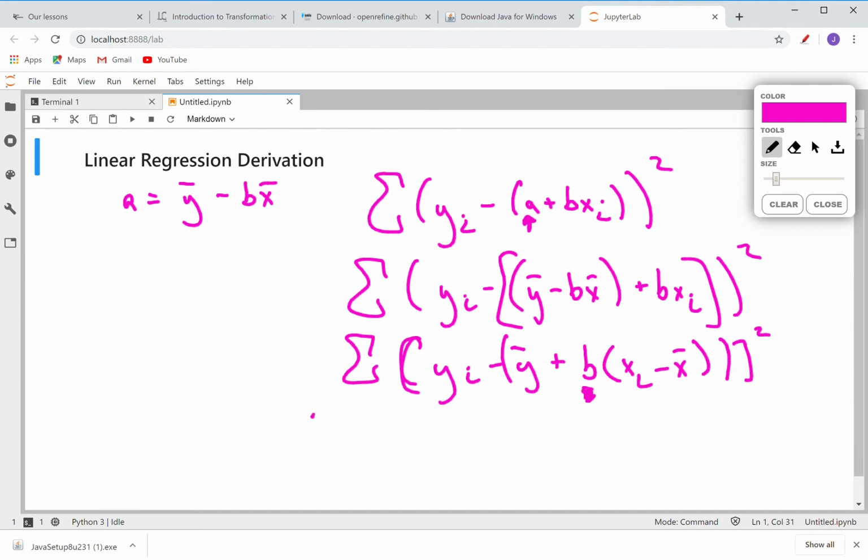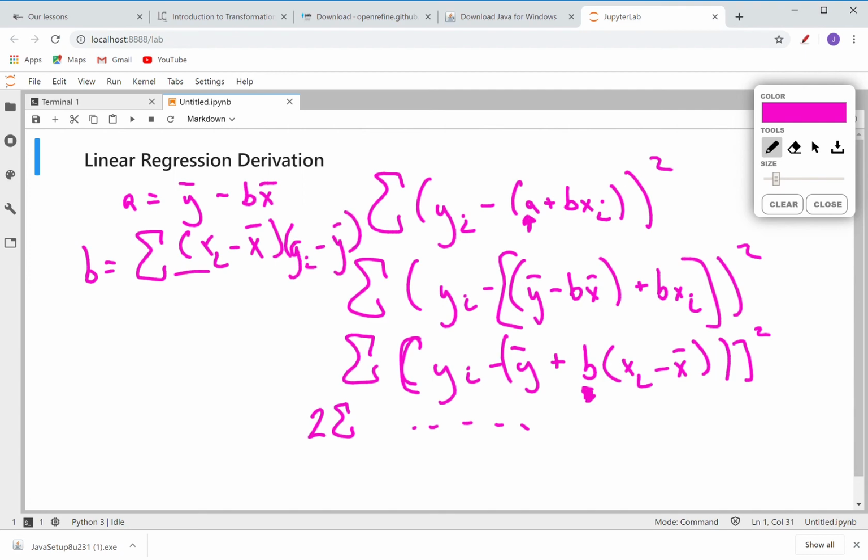So again, the derivative would be 2 times the sum, etc. And what we should end up finding is that b is the sum of (x_i minus x bar) times (y_i minus y bar), all over the sum of (x_i minus x bar) quantity squared. So your task is to show that derivation.